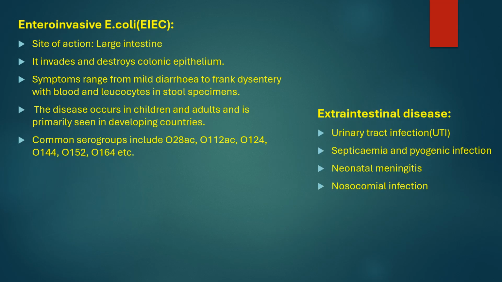Enteroinvasive E. coli. The site of action is large intestine. It invades and destroys colonic epithelium. The symptoms range from mild diarrhea to frank dysentery with blood and leukocytes in stool specimens. The disease occurs in children and adults and is primarily seen in developing countries. Common serogroups include O28ac, O112ac, O124, etc.